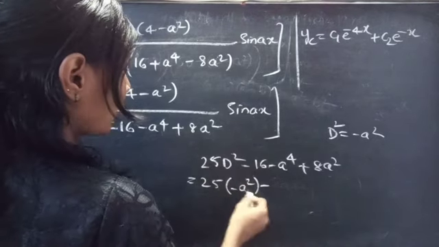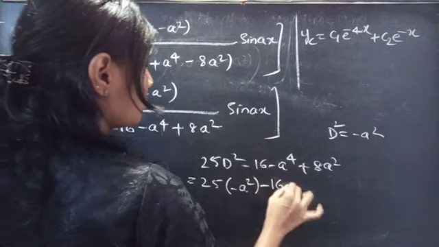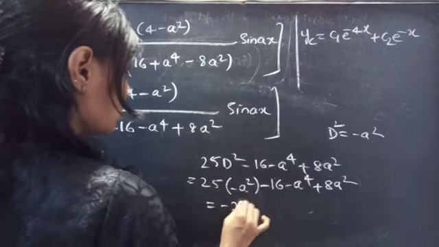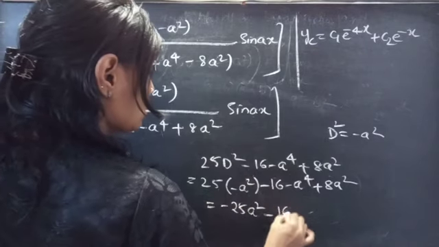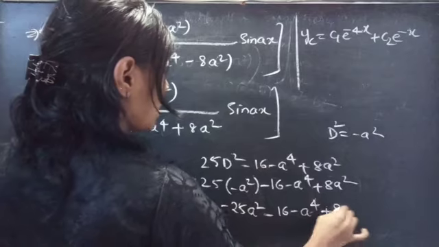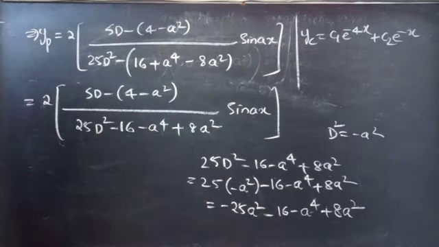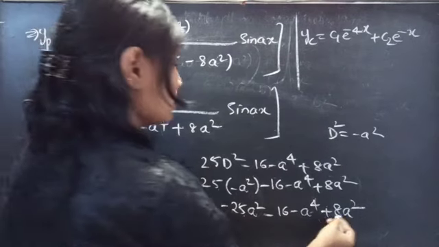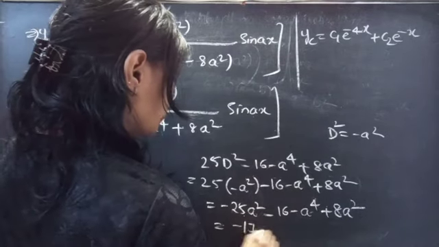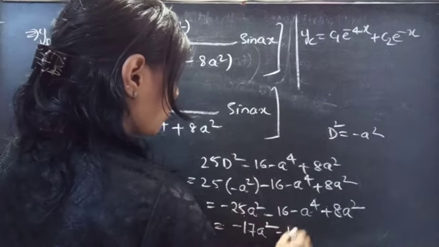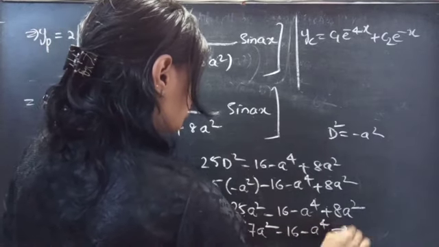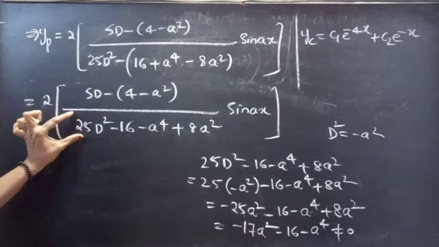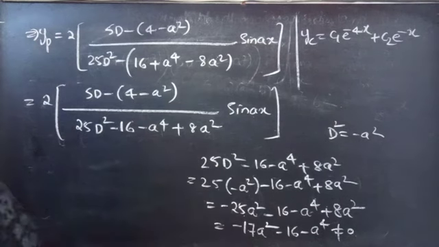We'll get 25 into minus a square minus 16 minus a power 4 plus 8 a square, which equals minus 25 a square minus 16 minus a power 4 plus 8 a square. Minus 25 a square plus 8 a square is minus 17 a square minus 16 minus a power 4, which is non-zero, right? So we'll get the denominator part non-zero by replacing d square by minus a square.